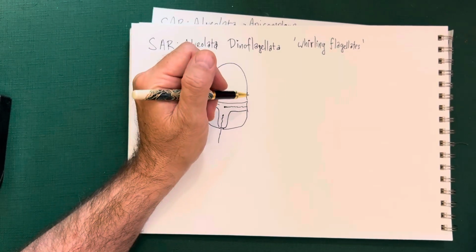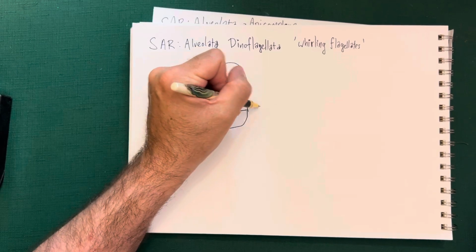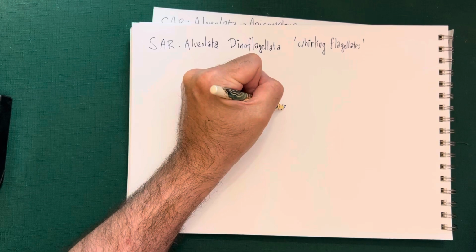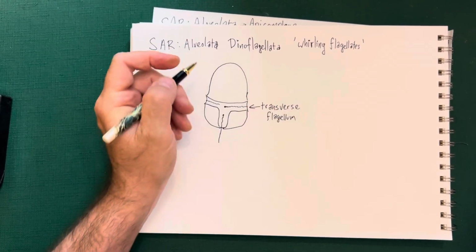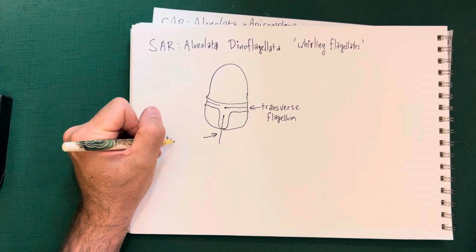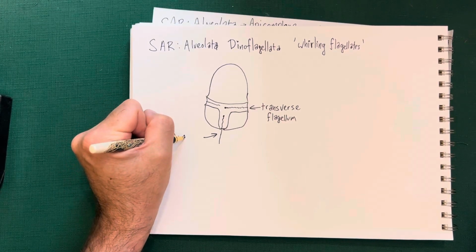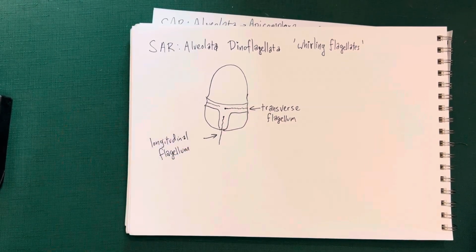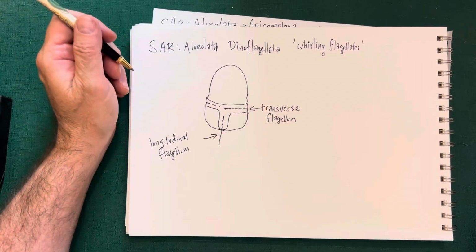Okay, so we've got two flagella. We've got a transverse flagellum, and we've got a longitudinal flagellum. And both of these flagella are beating and allowing the animal to move.